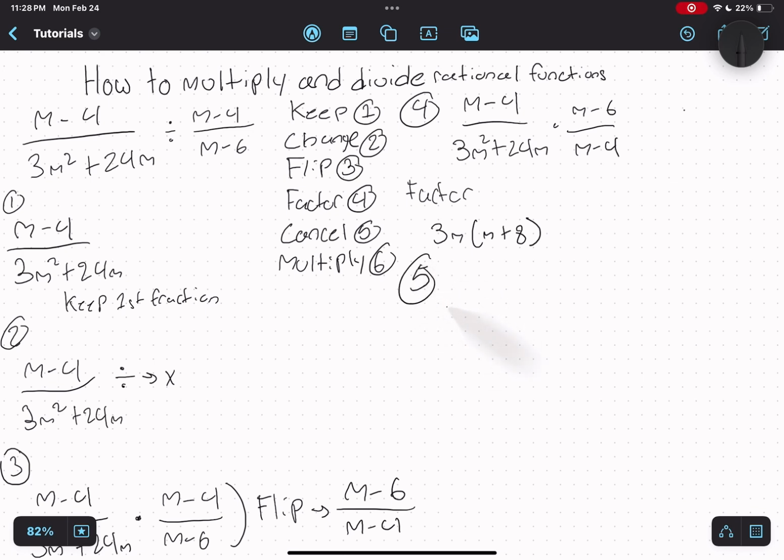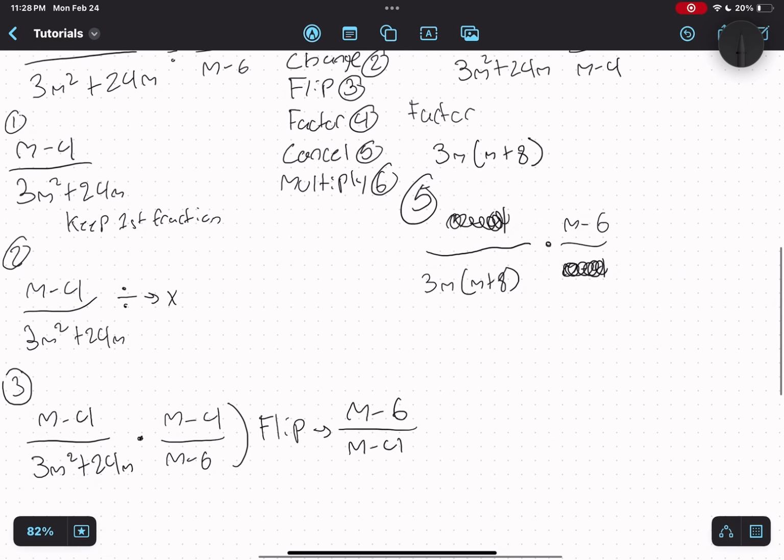So now we're going to cancel. Let's write out our equation. m minus 4 over 3m times m plus 8, times m minus 6 over m minus 4. And even though they're not in the same fraction, m minus 4, since they are both in a numerator and denominator, they can cancel out.